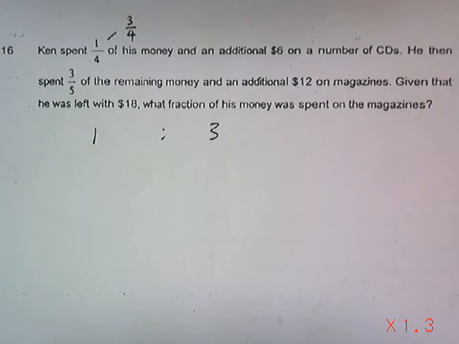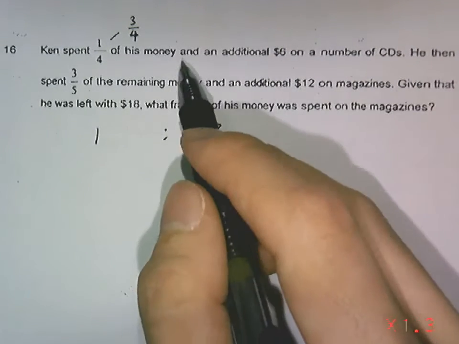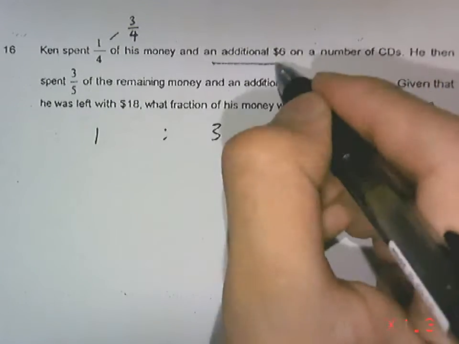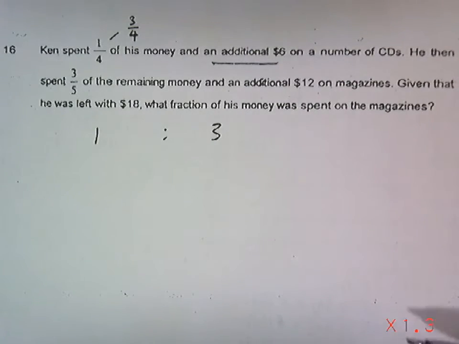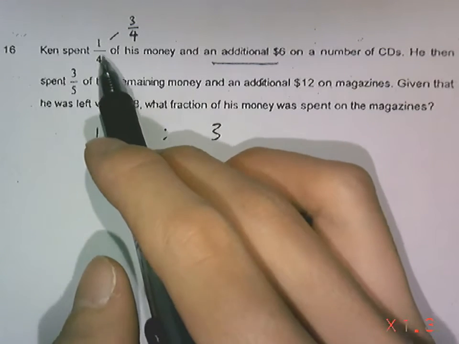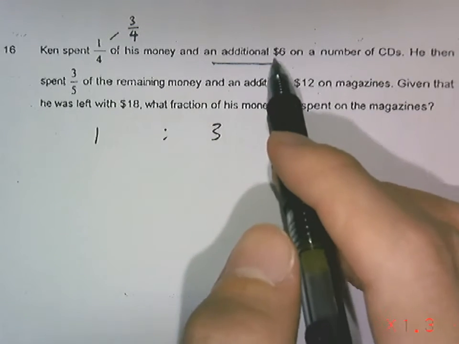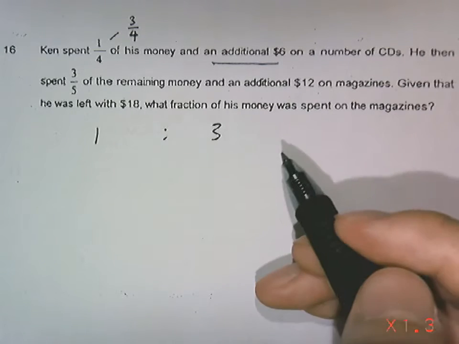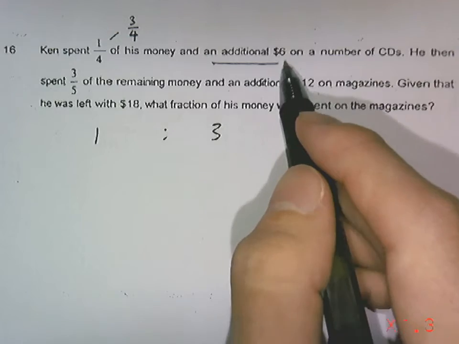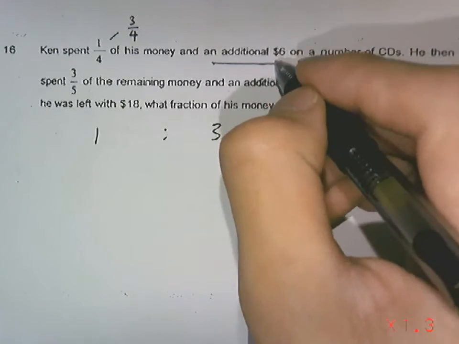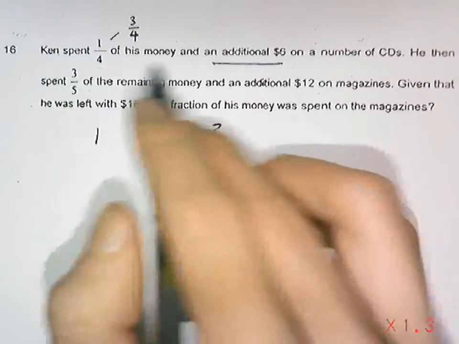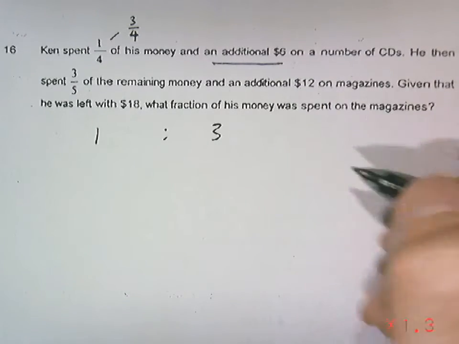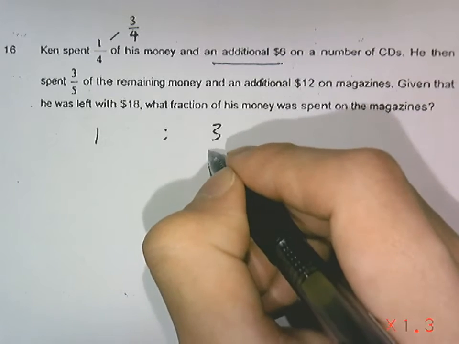Now, the amount of money spent on the CDs is not just 1/4. He says here an additional $6. So if I use 1/4 of his money and an additional $6, that will no longer be 1/4. That will be slightly more than 1/4, depending on how much is $6. So a quarter and an additional $6 is spent on the CDs. So I'll group the $6 under the 3/4.